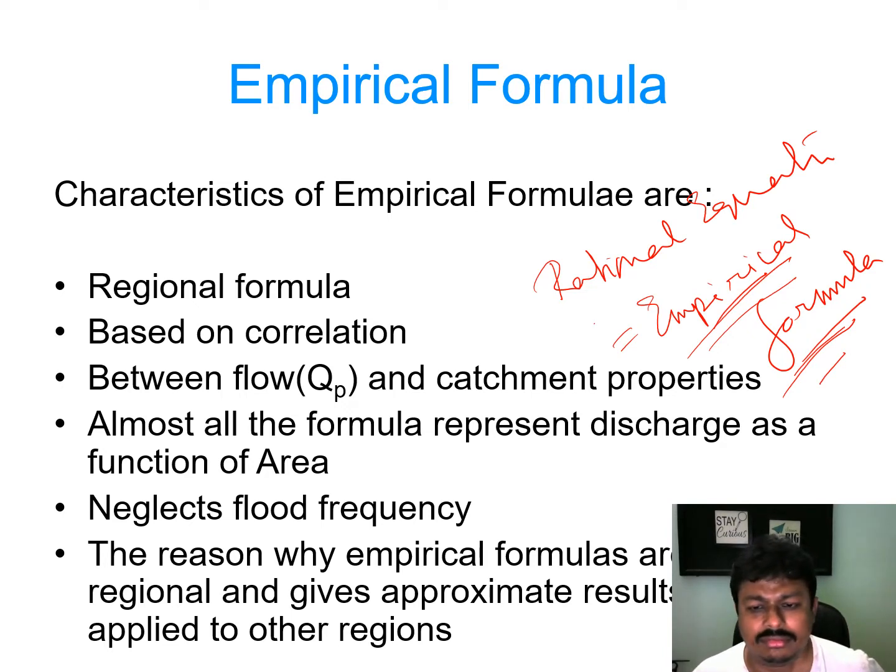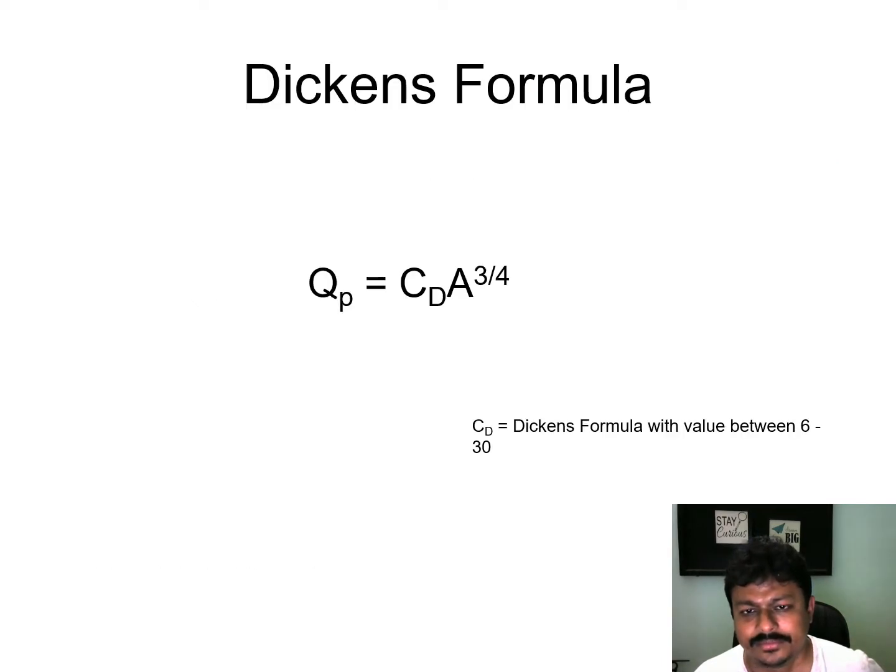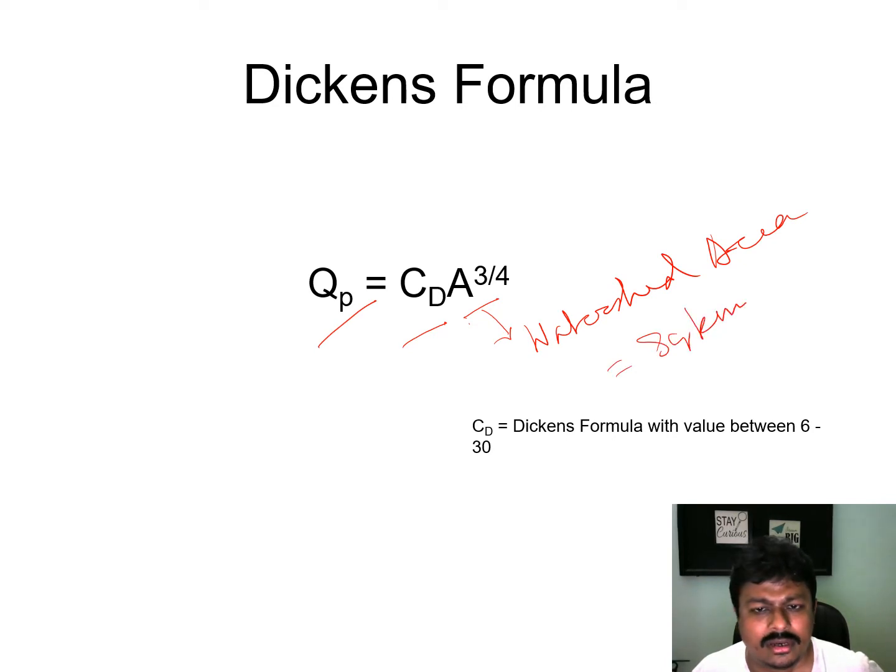So this empirical formula can give you an idea, but the accuracy of this formula is not very satisfactory. For example, this is your Dickens formula. QP equals CD times A to the power 3 by 4. CD is the Dickens coefficient. It values between say 6 to 30. Area A is the watershed area, and the unit is here square kilometer. CD doesn't have any unit. QP is in meter cube per second, or cumec.